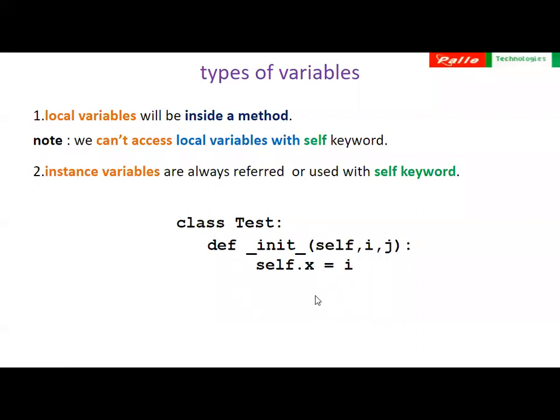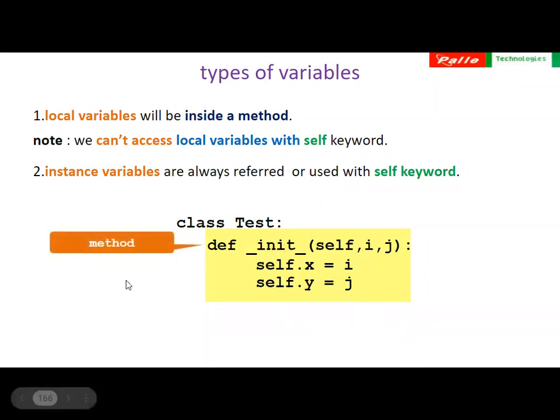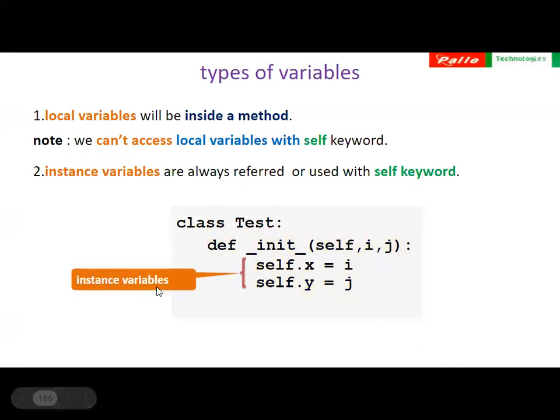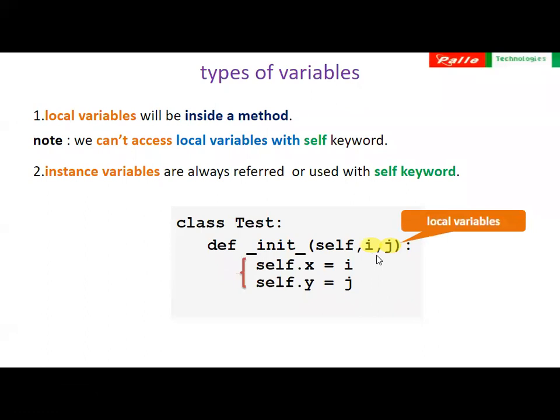Now inside the init method, I am creating two more variables. What type of variables are these x and y? Instance variables, because they have the self keyword: self.x and self.y. Because of this, they are called instance variables. Remember, this is an instance variable, and this is a local variable. This is a method.